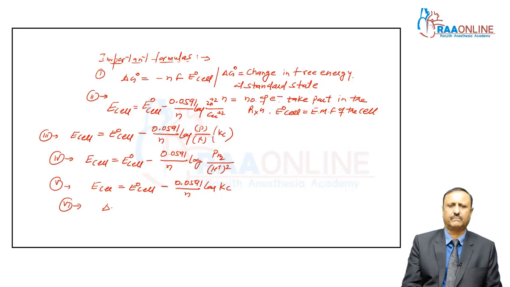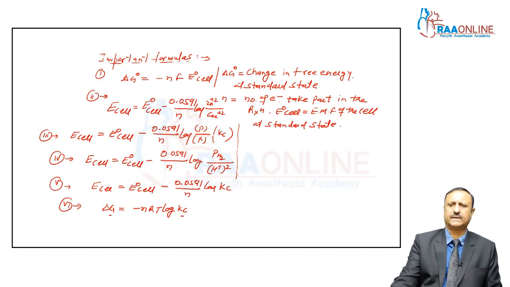And the sixth formula is delta G equals minus nRT log Kc. It is the relationship between the equilibrium constant Kc and delta G. So if delta G, the change in free energy, is given, you can calculate the equilibrium constant. Here, my dear students, what is E naught cell? E naught cell is the EMF of the cell at standard state.